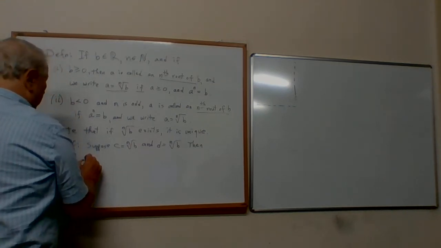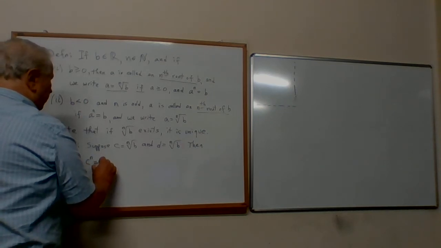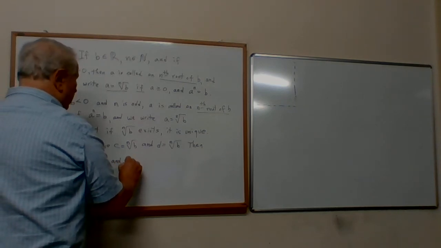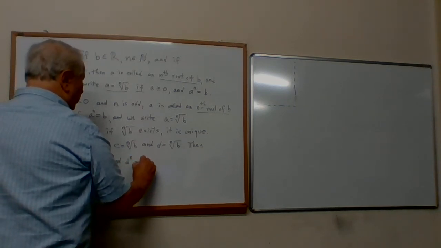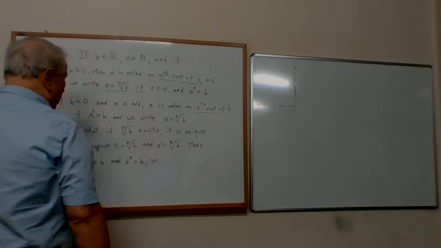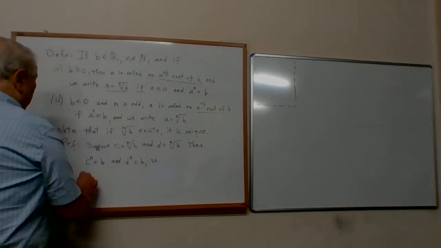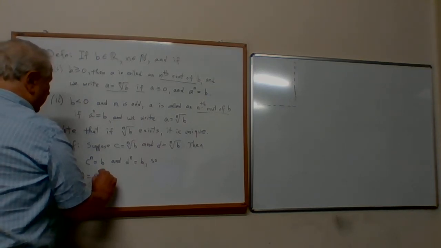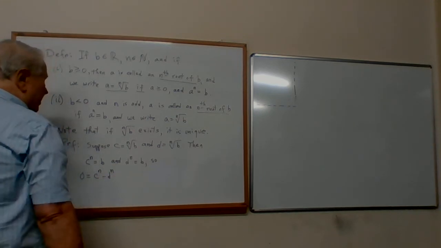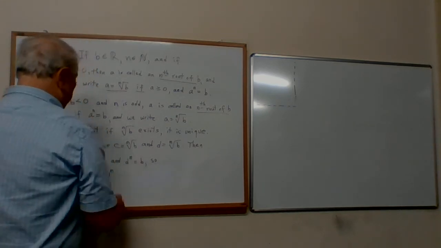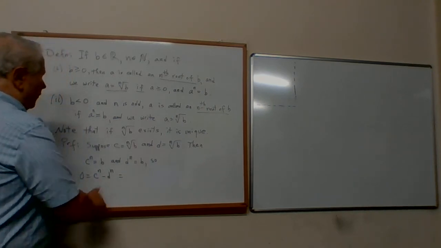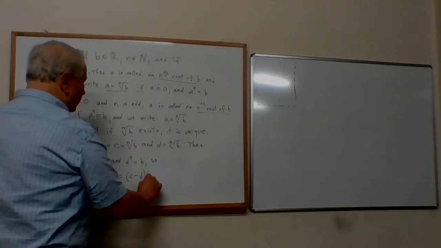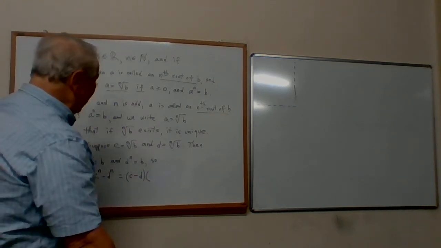Then c to the n equals b, that's the definition, c to the n equals b, and d to the n equals b. So that means that 0 is equal to c to the n minus d to the n, for sure, right? But this can be factored. I can pull out a c minus d, and with what am I left?